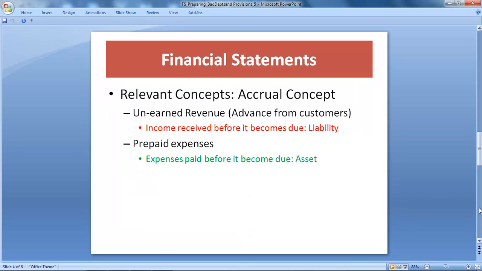In the next session we also saw some more items relating to the accrual concept, like unearned revenue, for example an advance from the customer. It's income received before it becomes due, so it is a liability. In the same way, a prepaid expense, paid before it becomes due, is an asset.